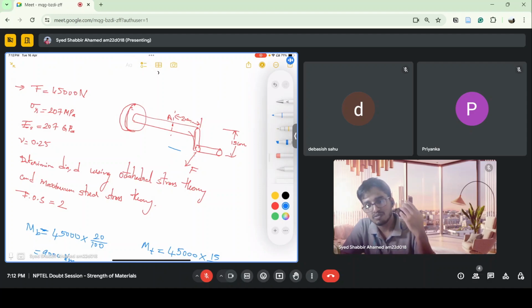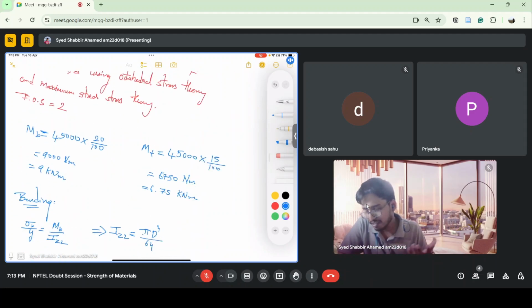If the stress due to the applied forces goes beyond the allowable stresses from the various failure theories, then we consider that the structure or the material is failing. So we don't want the failure to happen. So we take these failure theories into consideration, and we design the shaft here. Using that we can get the diameter of the shaft.